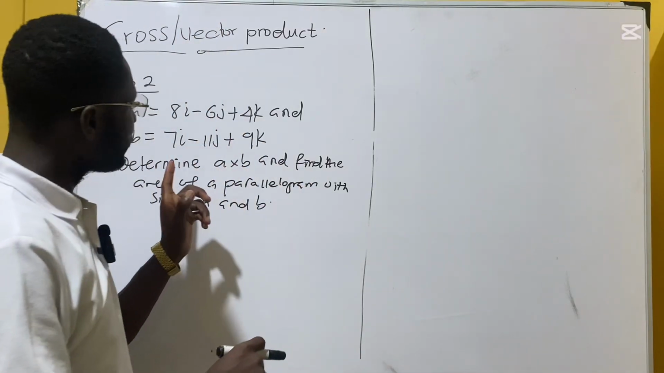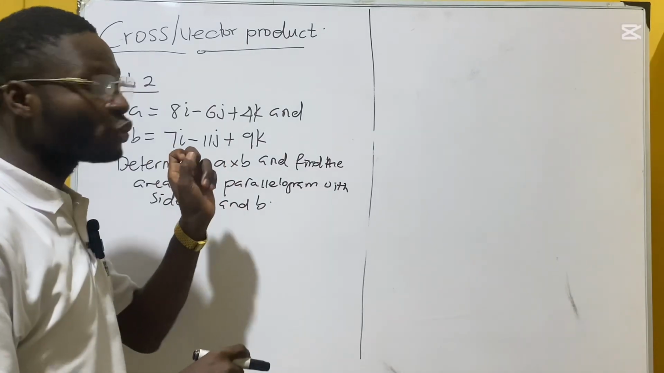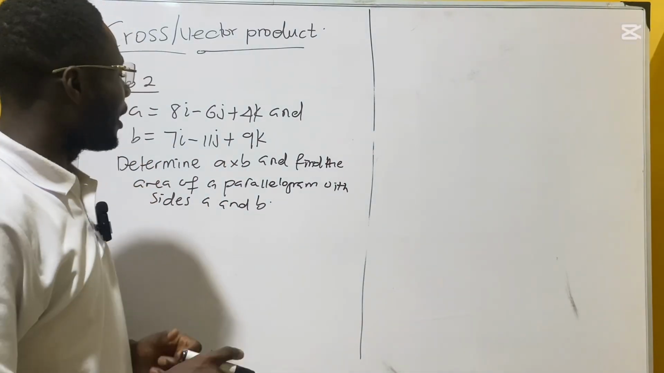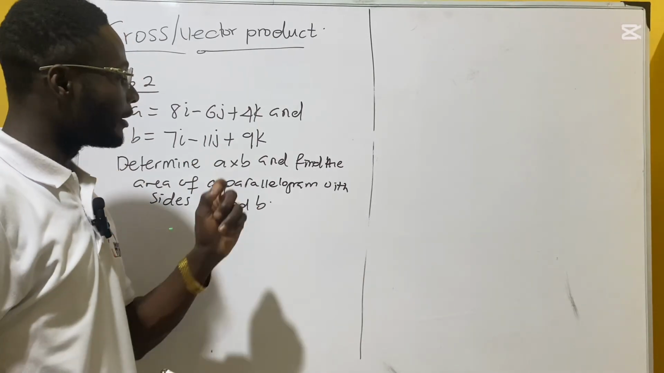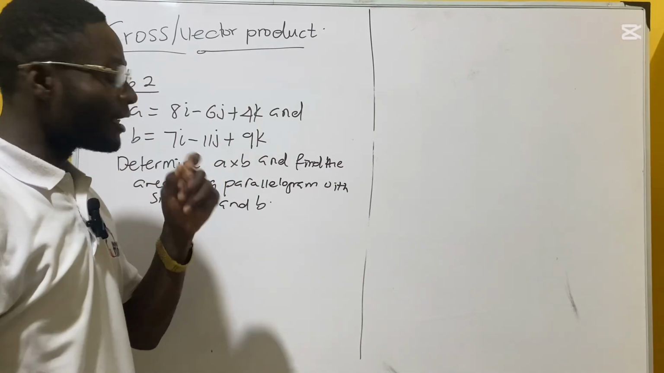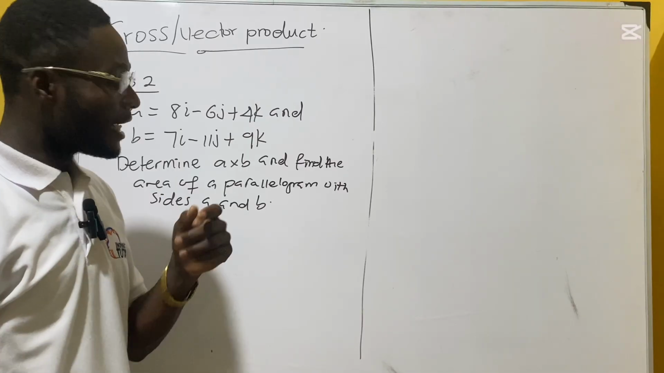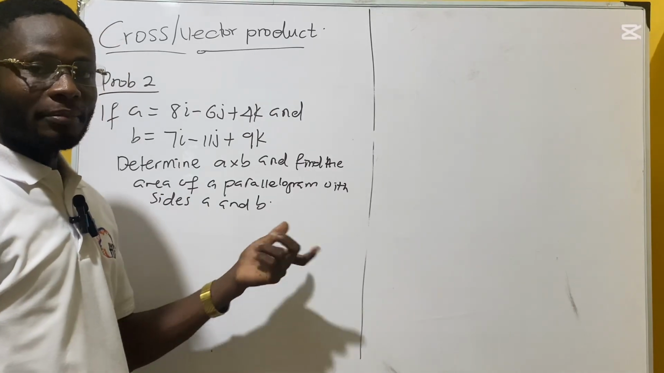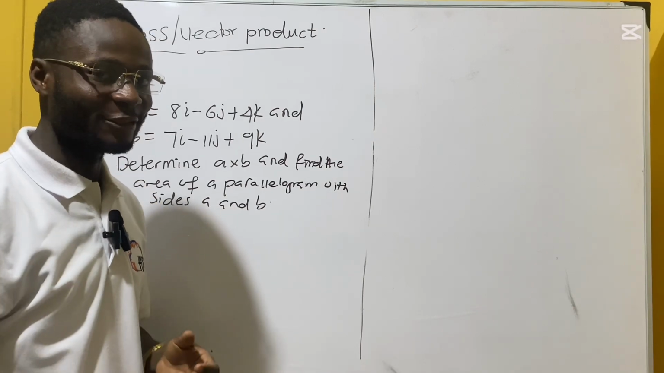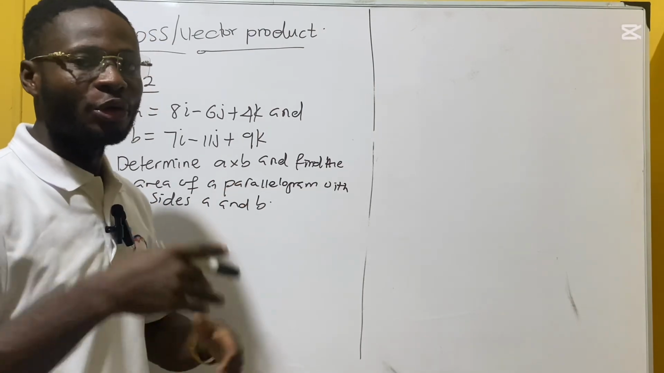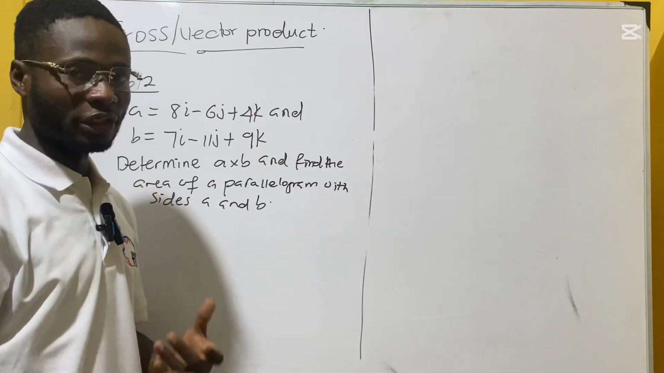Let's go with problem 2. We have been given two position vectors, okay? And we are to determine A cross B and find the area of a parallelogram with sides A and B. Okay, so this is too easy, right? You can do it. Please, you can pause the video, try it, and come back, check.